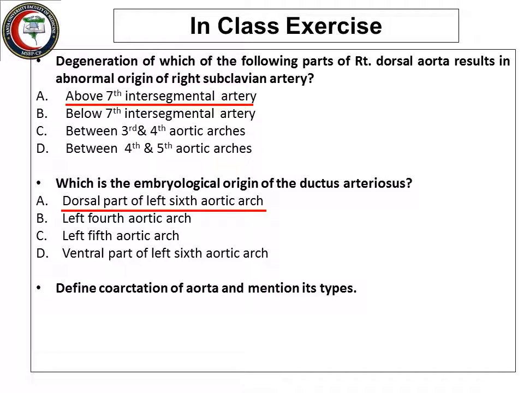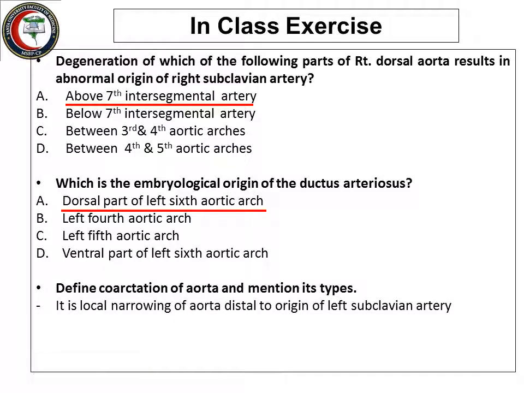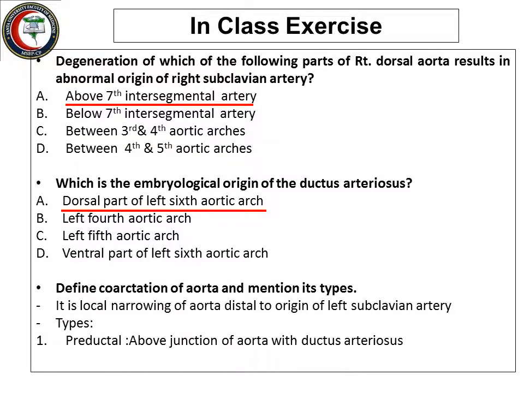Now, define coarctation of aorta and mention its types. It is the local narrowing of aorta distal to the origin of the left subclavian artery. Its types are: number 1, preductal, above the junction of aorta with ductus arteriosus. Number 2, postductal, below the junction of aorta with ductus arteriosus.